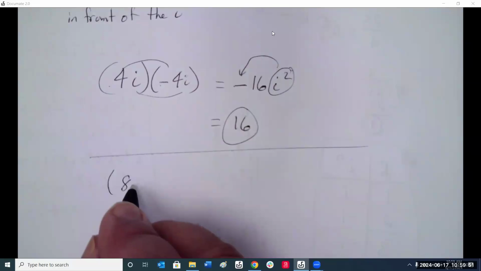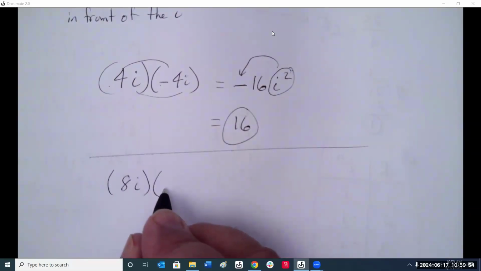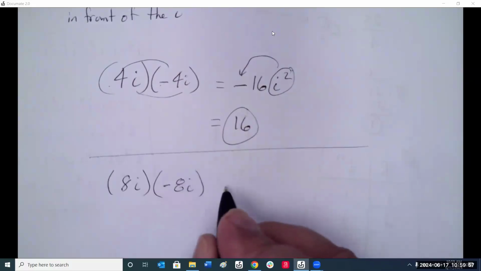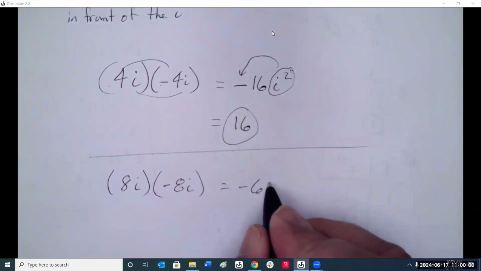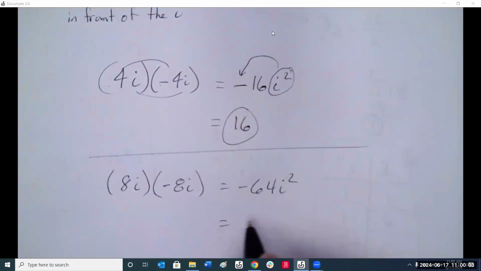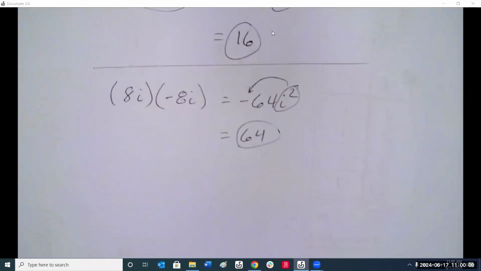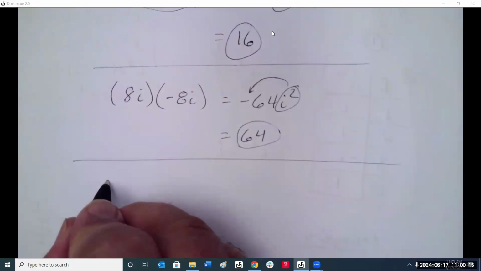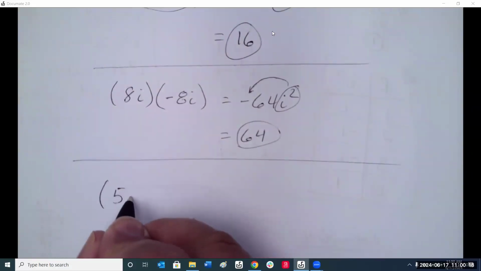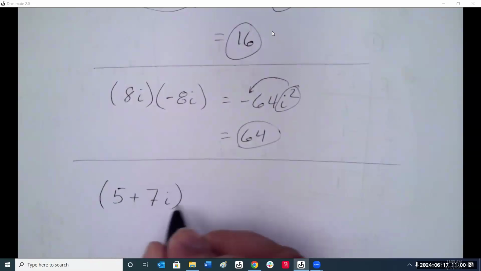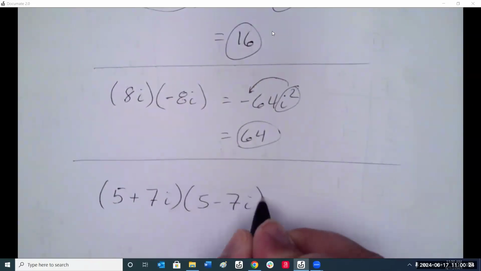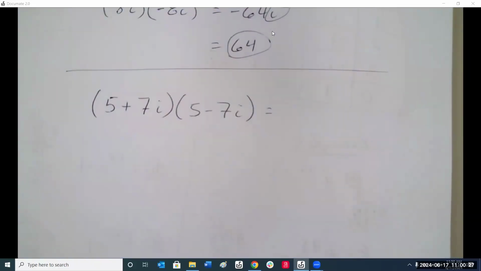Like in example 5, we have 8i. Its conjugate is negative 8i, negative 64i squared. That changes the sign, so it's 64. It becomes more apparent when we have these type of equations. What the conjugate is going to do, it's going to remove the I term. Conjugates will remove the I value.